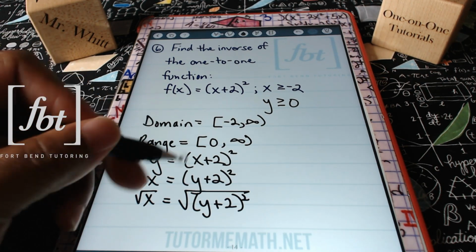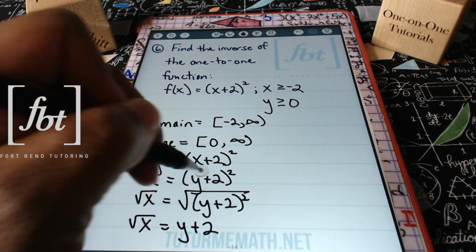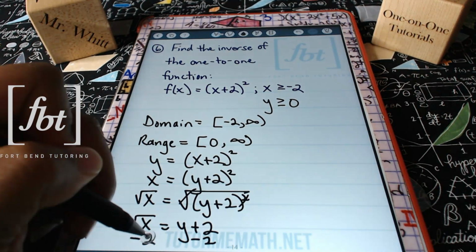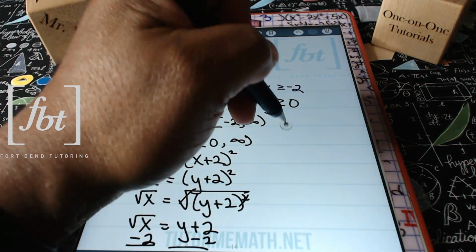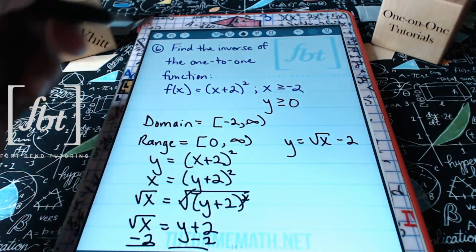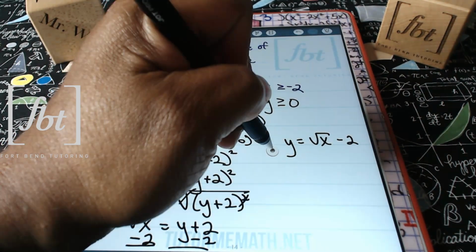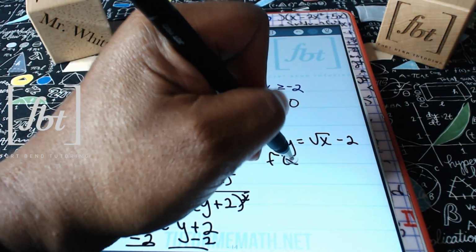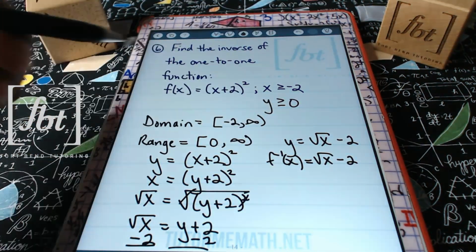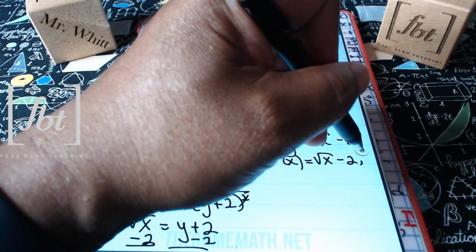So that being the case, you'll have the square root of x equals y plus 2 as your square root, and square cancel out. And then solving for y by subtracting 2 from both sides, you'll have y equals the square root of x minus 2. And with this, guys, you'll go ahead and rewrite this in function notation as f inverse of x equals the square root of x minus 2.